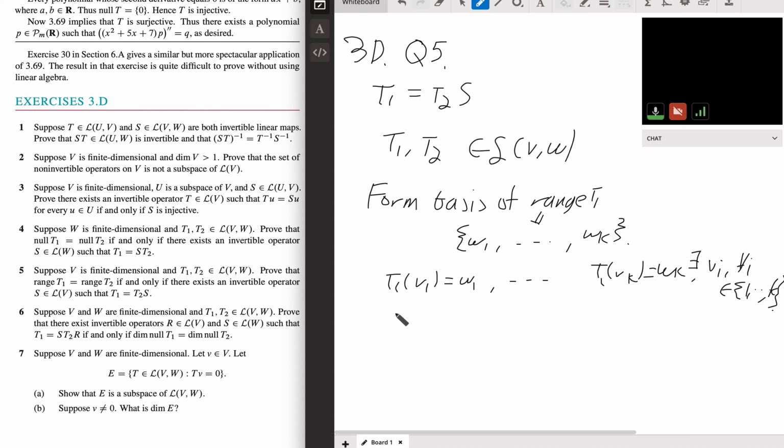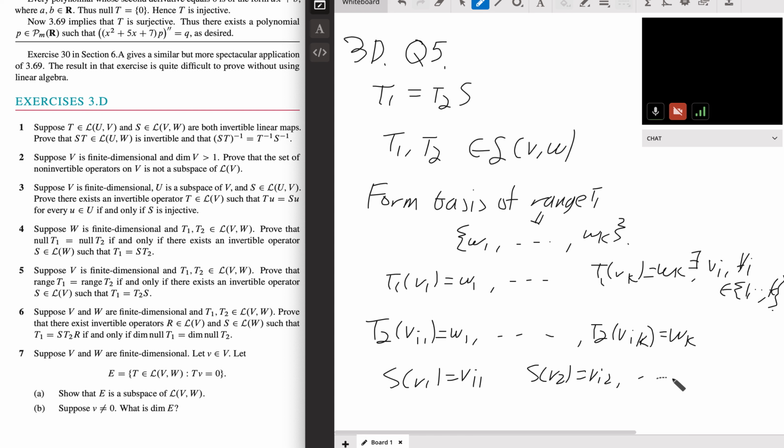Then what you probably want to show from here is you somehow say the same thing for T2, right? T2 of Vi1 is equal to W1. And then what you do is a trick. S of V1 is equal to Vi1, S of V2 is equal to Vi2, etc. Something like this. You've got to do a basis. It just makes things more secure.